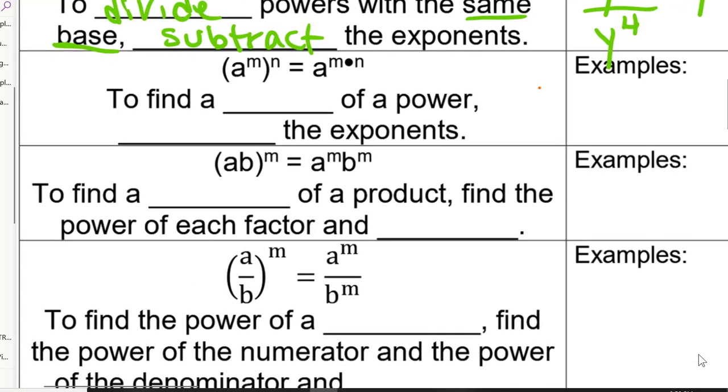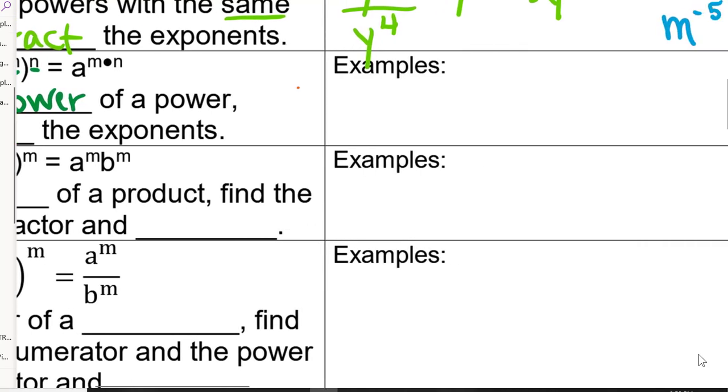Next, a power of a power. To find a power of a power, meaning this exponent goes on that base that already has a different exponent. It's a power raised to another power. The shortcut here would be to multiply those exponents. So some examples here.